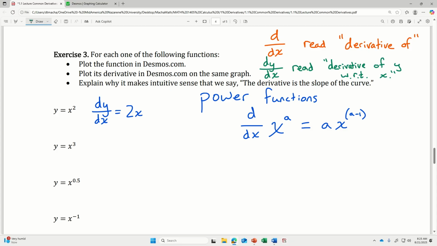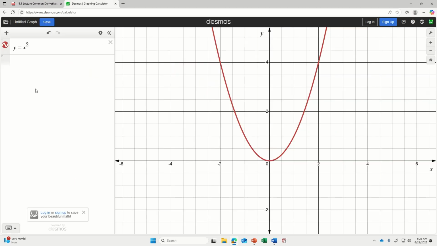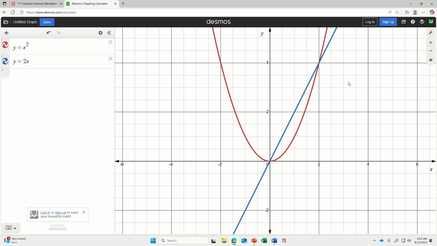Okay, so then let's plot this derivative, the 2x. Let's plot that in Desmos as well. So in red, we've got the original function. In blue, we have the derivative. And if this derivative is supposed to tell me about the slope of the red curve, does it do a good job? Well, when the red curve is completely flat at x equals 0, the derivative is 0.